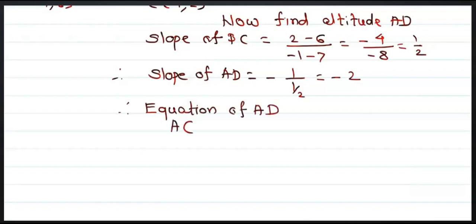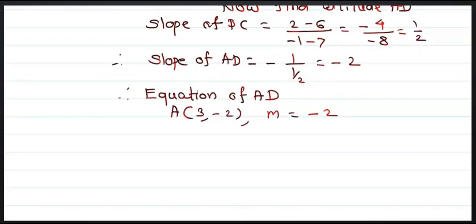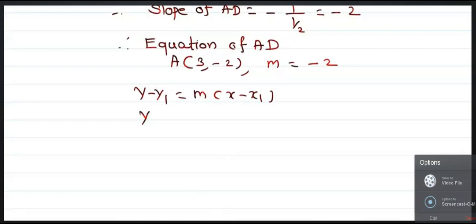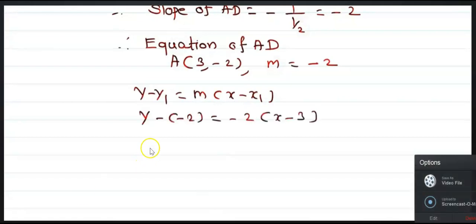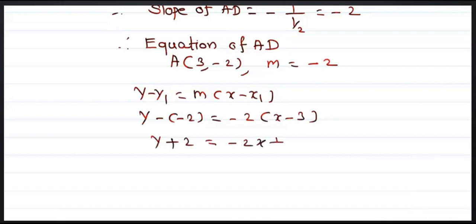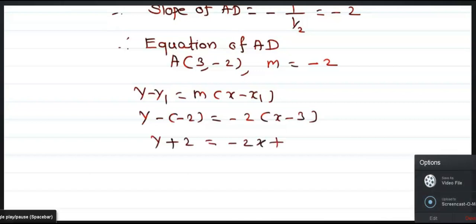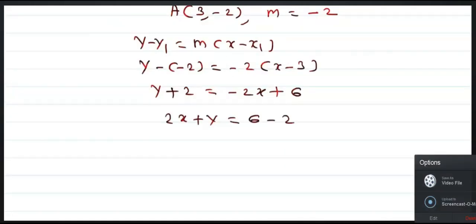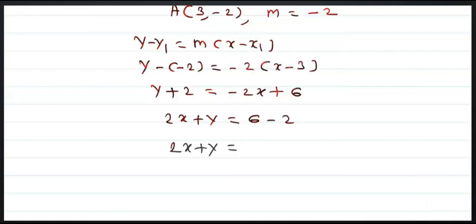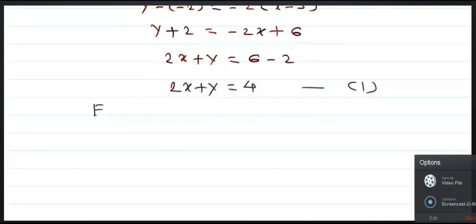Now the equation of AD, that is A is (3, -2), m is minus 2, y minus y1 equals m in bracket x minus x1, and that is y minus in bracket minus 2 equals minus 2 in bracket x minus 3. Therefore, y plus 2 equals minus 2x plus 6, and therefore 2x plus y equals 6 minus 2, that is equals to 4. This is equation number 1.